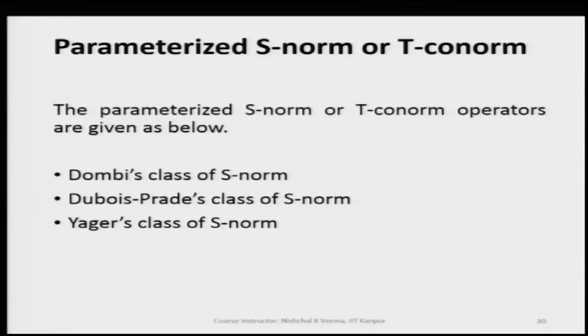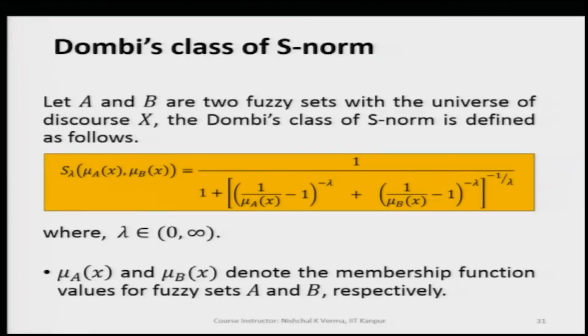Today we will be discussing the parameterized S norm operators, and here we have Dombi's class of S norm, Dubois and Prade's class of S norm and Yager's class of S norms. The parameterized S norm, we can also call the parameterized T co-norm. So, let us go one by one and discuss the first, Dombi's class of S norm.